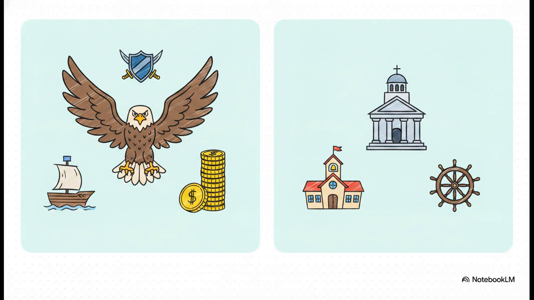The national government gets what we call enumerated powers. These are specifically listed in Article 1, Section 8, stuff that affects the whole country, like declaring war, coining money, and regulating interstate commerce. On the flip side, we have reserved powers.